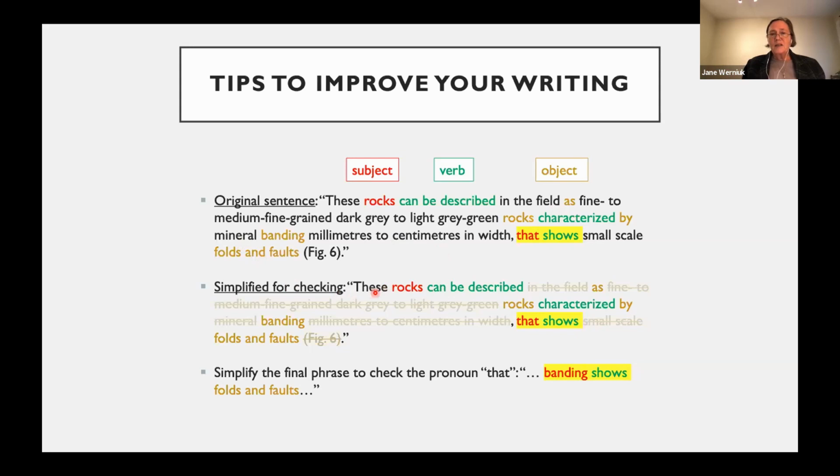And that comes to this. These rocks can be described as rocks characterized by banding that shows folds and faults. And the word "that" can be replaced by the word "banding" that it replaces. So the final phrase, banding shows folds and faults, means that my 23-year-old self was actually correct in using the words "that shows." But it's still not a great sentence.